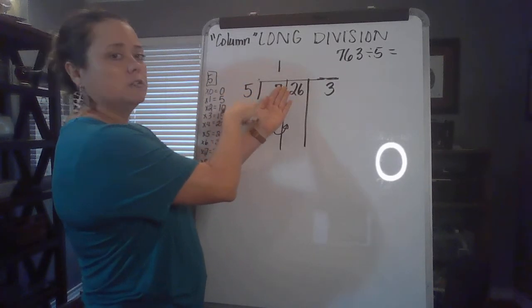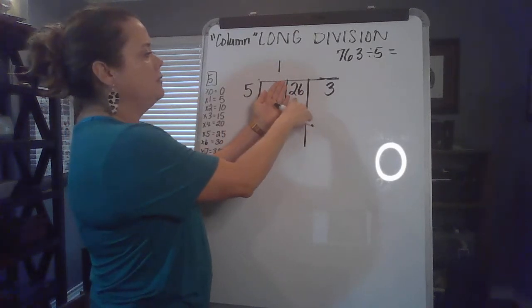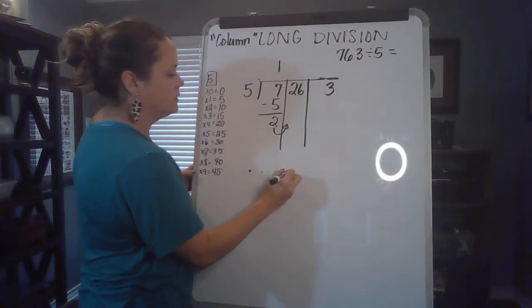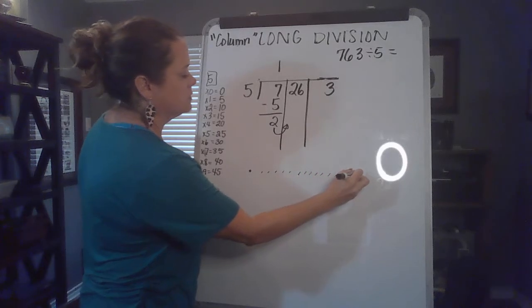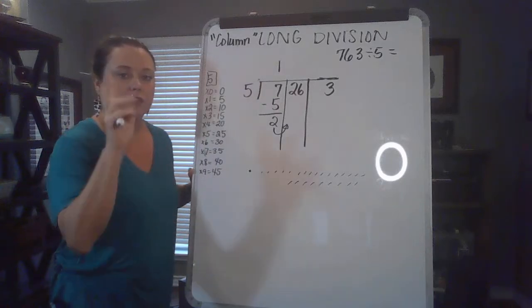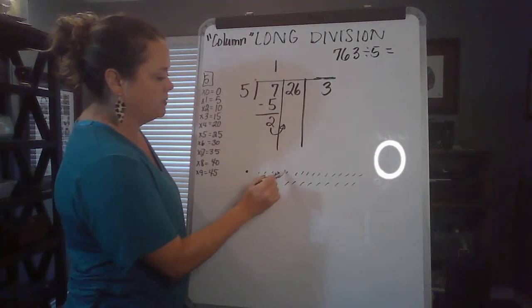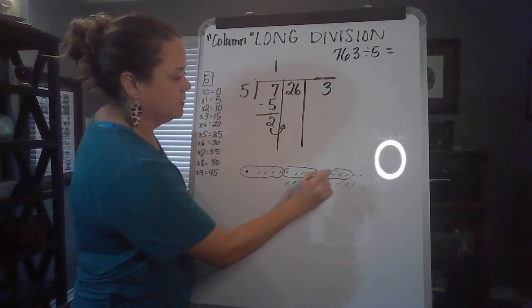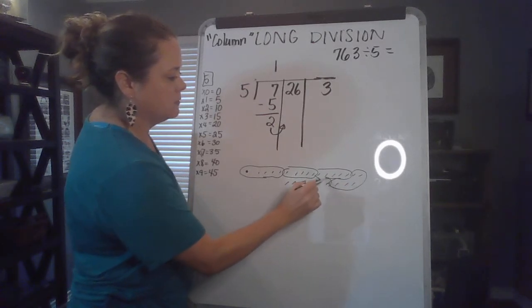And for your kids who are just learning this, they need to know what they are doing here. I have 26 things, I need to make groups of 5. There's 26 things, if you will. I'm going to make groups of 5. And this is very tedious, I understand that, but we're going to go slow and make sure we understand what we're doing.